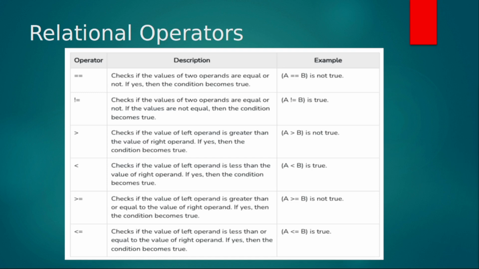So you can check for equality with the double equal to in C. You can check for not equal. You can check for greater than, less than, greater than or equal to, less than or equal to. So without any further ado, I want us to see this in practice. Let's head over to our VS Code.